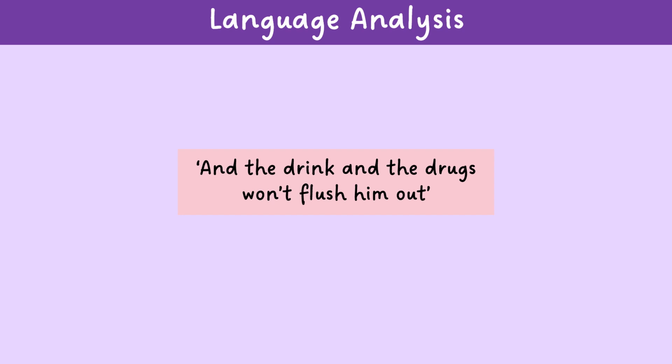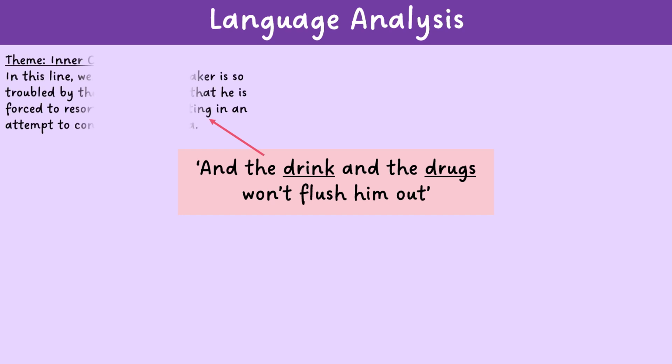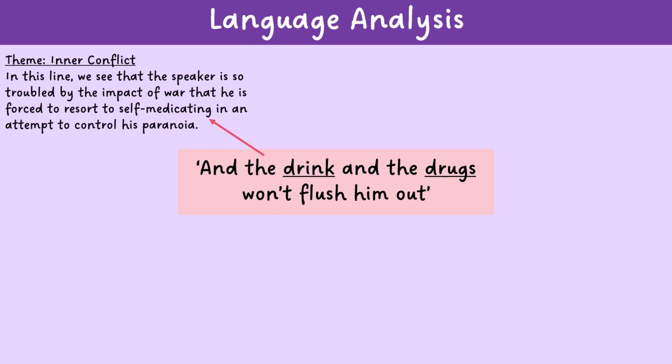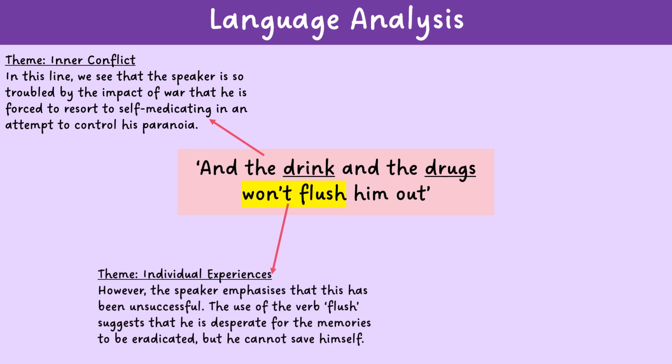This line, in my opinion, perfectly encapsulates the mood of the entire poem. The speaker is tormented by his role in war, and he cannot escape from it. He begins abusing drink and drugs in a way to self-medicate, to control his paranoia and regain some form of control. However, this is unsuccessful. The nightmares and the haunting memories can't be eradicated. He cannot cure the unwanted flashbacks himself, and he is mentally trapped.